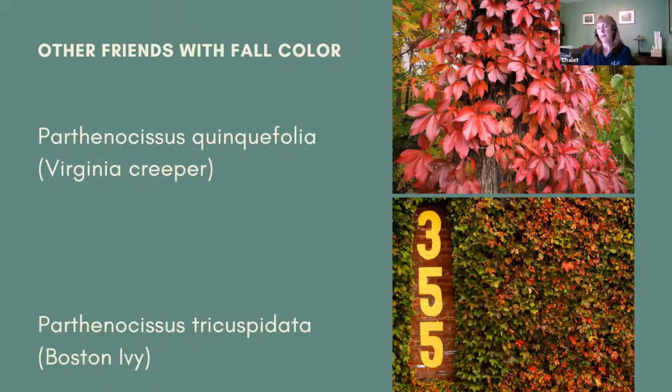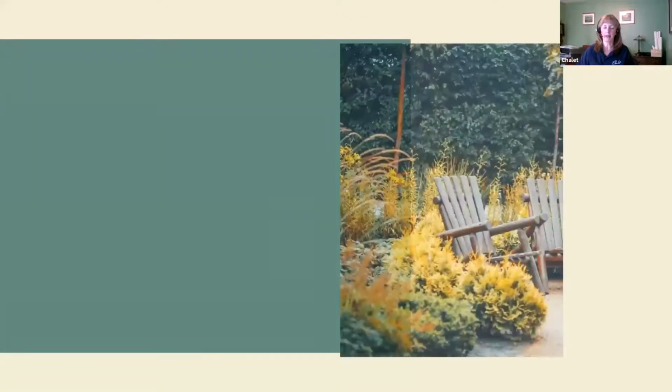But if you want to do Boston ivy because your mortar's in bad shape and you think it's going to help protect from further erosion, it's not. The way this plant climbs is it gets little suckers that hold on to the side of the building, and those little suckers can sometimes find their way in. There have been instances where we find Boston ivy in people's attics because it has entered the building. So it's another one, just be careful when designing with Boston ivy.